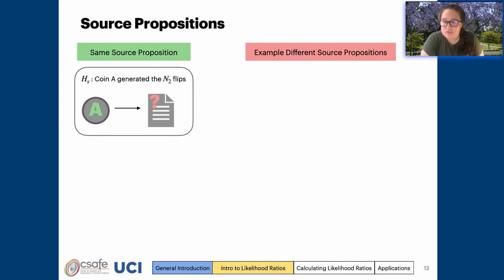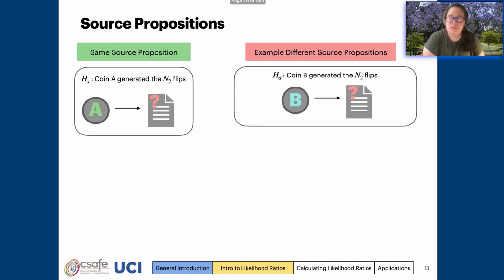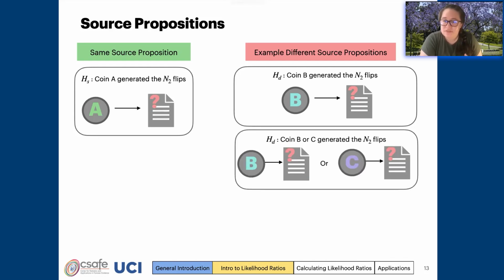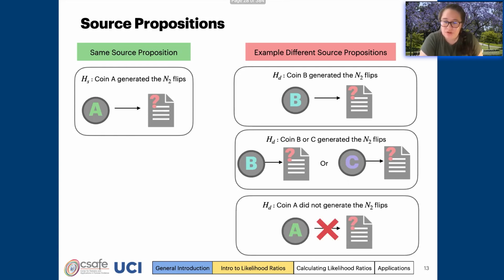On the other hand, we could also have some different source propositions, and there's a couple ways that we can lay these out. So here's some examples. The first is we could say that instead of coin A generating these flips, it was coin B that generated these flips. So we have a specific alternative source. We could also say instead of it being coin A, it was either coin B or coin C that generated these flips. Or we can leave this alternative population broad to be any other coin in the universe, just not coin A generated these N2 flips.